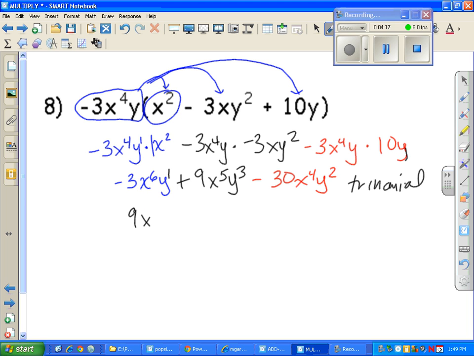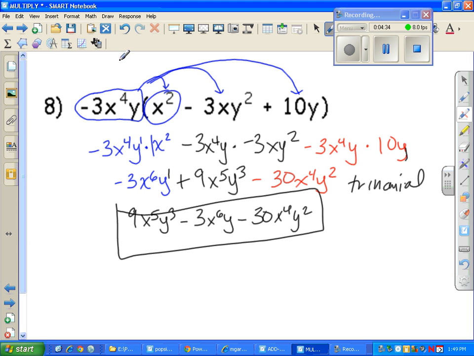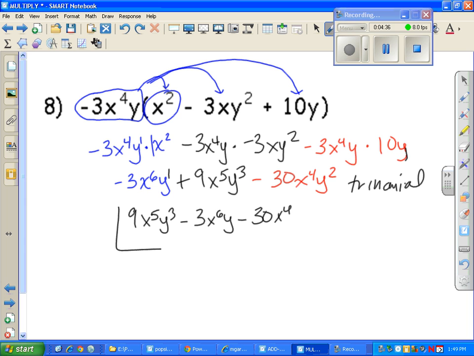So that really should go first. 9x to the fifth, y to the third. The next highest degree is what's in blue. So minus 3, x to the sixth, y. And the lowest degree is what's in red, minus 30, x to the fourth, y squared. And that is our product. Oops, left out y squared here. That is our product or answer for this problem.